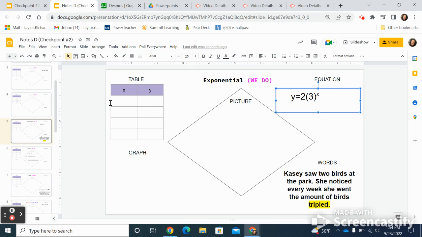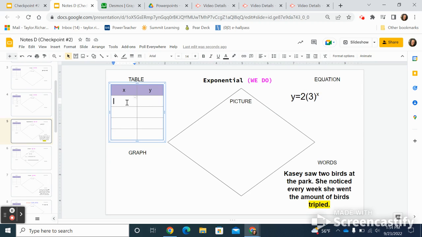Okay, let's go ahead and make our table. So remember, our starting value is 2. So I'm going to write that as 0, 2. Hopefully we're catching on to that by now, where it's always 0 and your starting value. And then my x's always go 1, 2, 3. Now this is the part that you need to think about. What is my rate of change? It's tripling. Tripling means multiplying by 3.